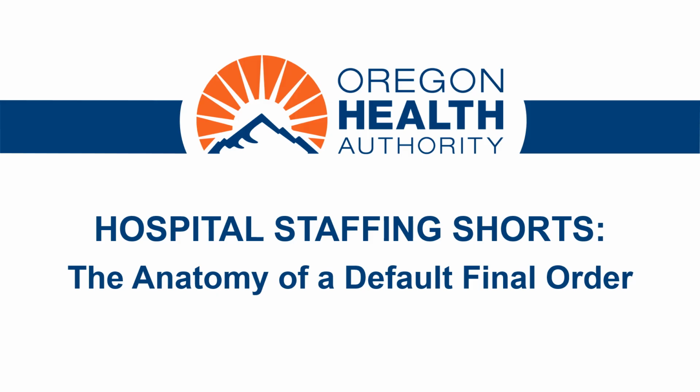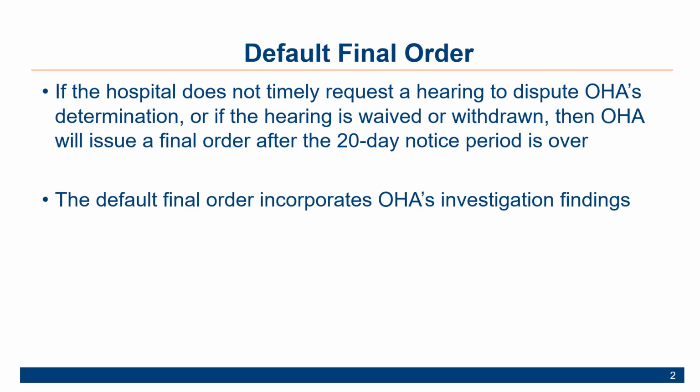This video describes the anatomy of the default final order, which is a key legal document in the hospital staffing enforcement process. The enforcement notice is a document that precedes the default final order. When the enforcement notice is served, which is the date it is mailed, it begins a 20-day notice period during which the hospital can request a hearing to challenge a given warning or penalty.